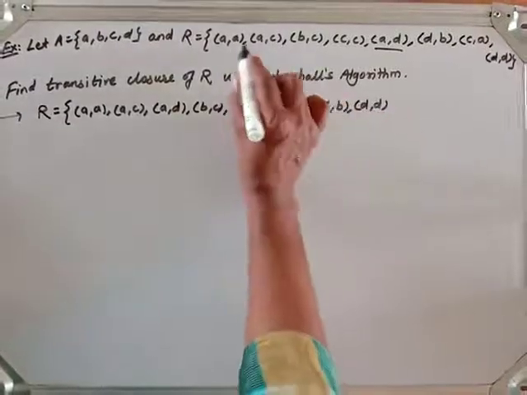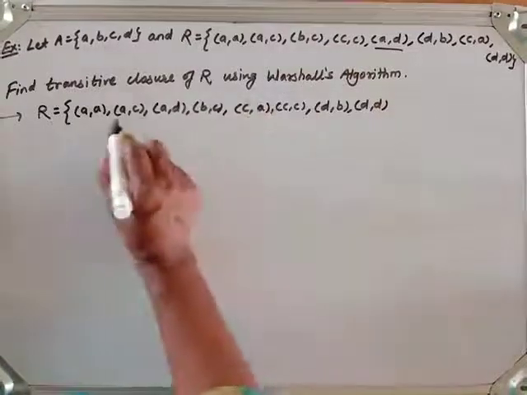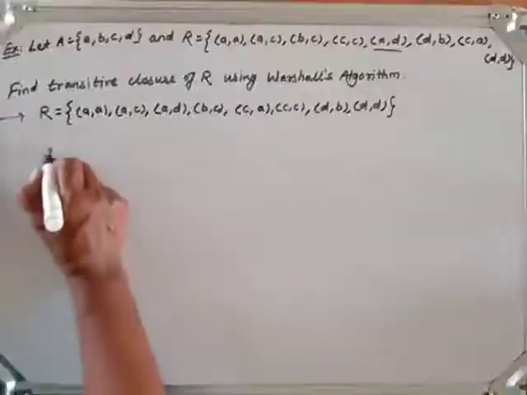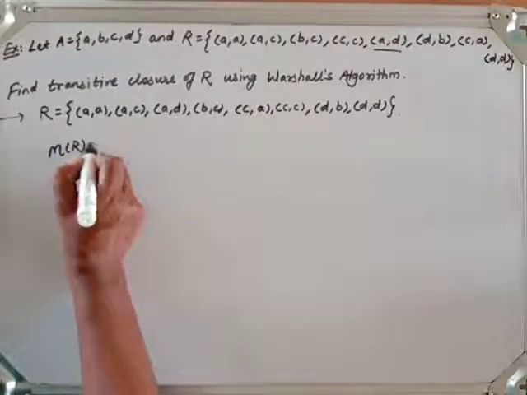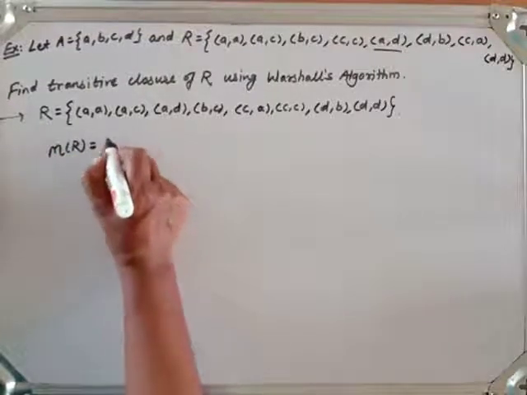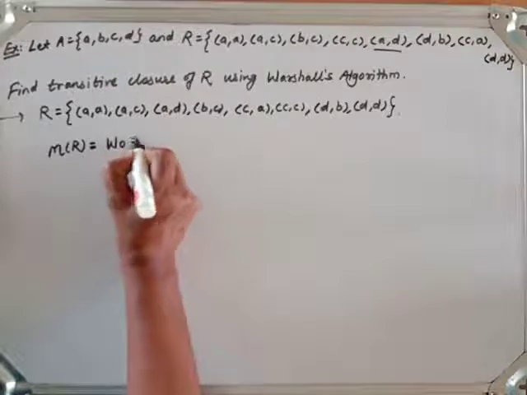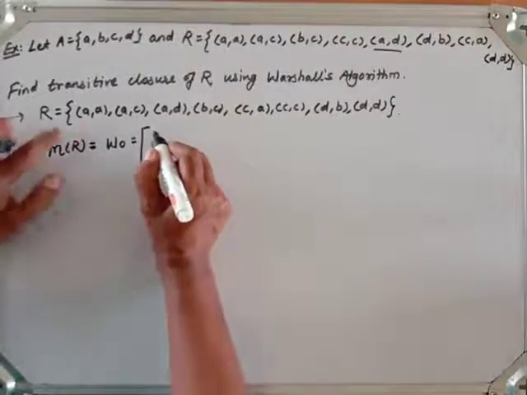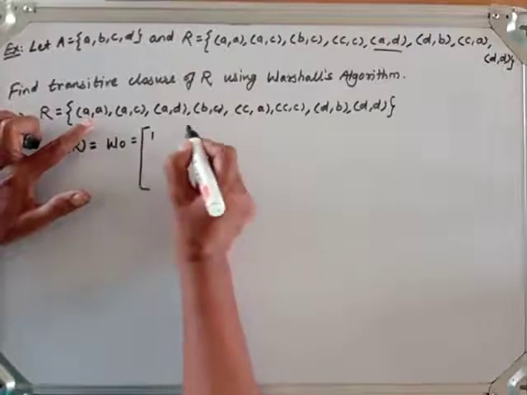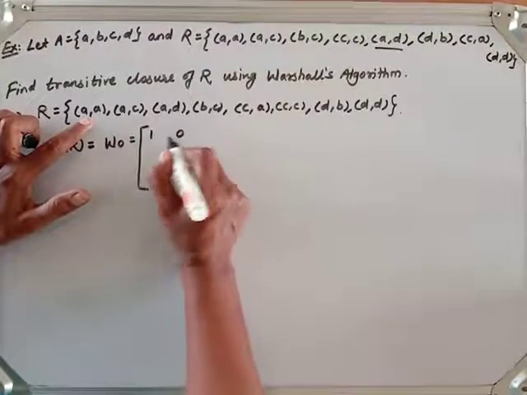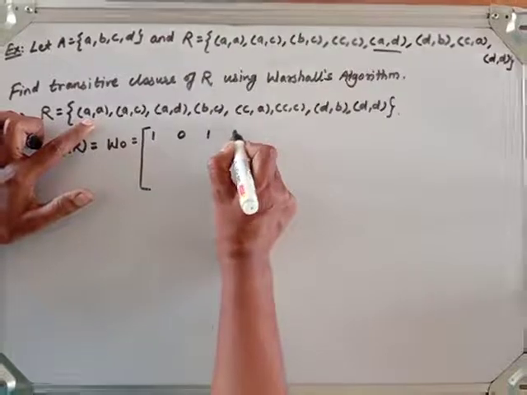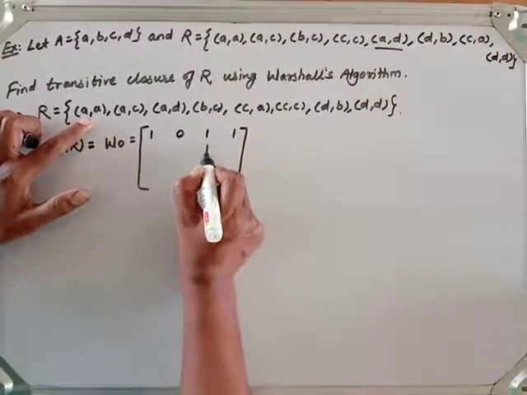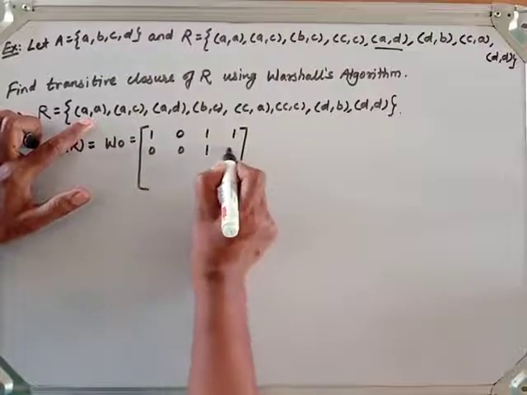How many pairs are there? 3, 3, 6, 7, 8. Here also 8 pairs. Fine, so this is the same. Now let us write the matrix form of this relation. So it will be W0. Here we get the AA position is 1, AB is not there, AC is there, AD is there. Then BC is there directly, otherwise zeros.